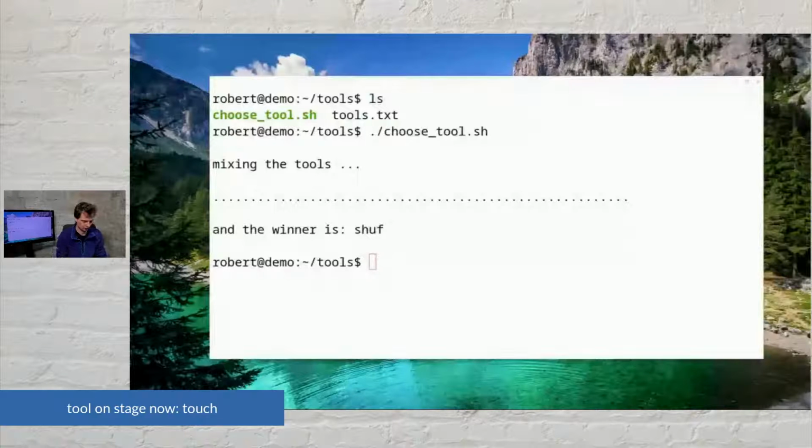On stage now is the touch command. The tool touch is typically used for touching a file, and touching a file means we will update the timestamps associated with it. Every file has timestamps associated with it. Let's take this file, names.txt.